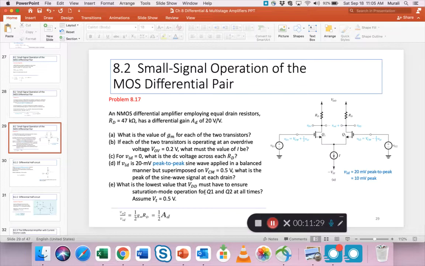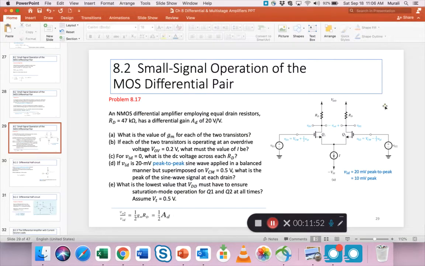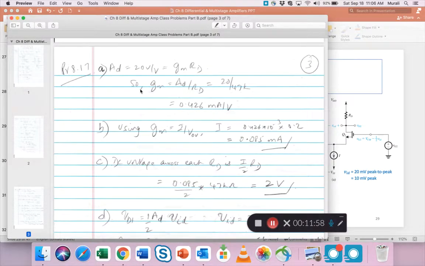Lastly, what is the lowest value that VDD must have to ensure saturation mode for Q1 and Q2 at all times, assuming a VT of 0.5. Okay. All right. So lots of things to find here. Let's go step by step and let's see how we did 8.17. So AD, the differential gain, is given to be 20, which is also GM RD. So we can find GM as this.